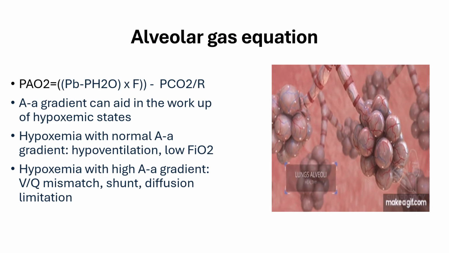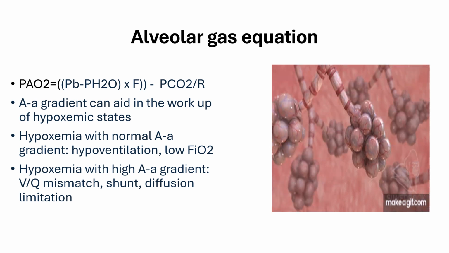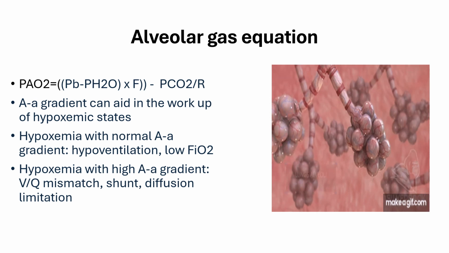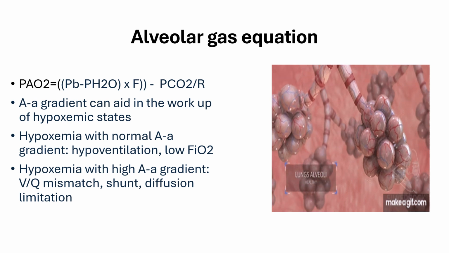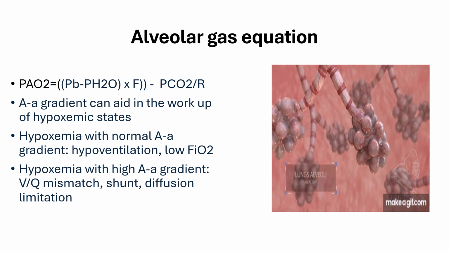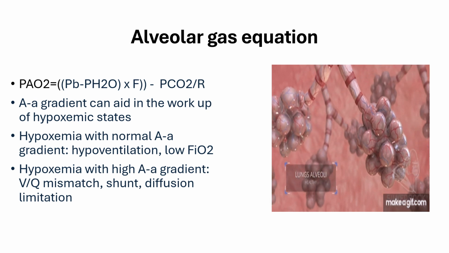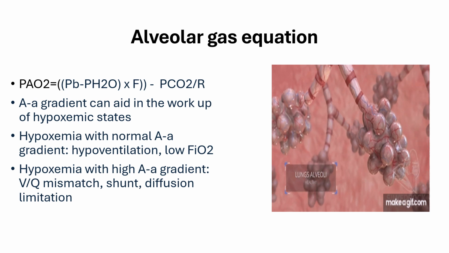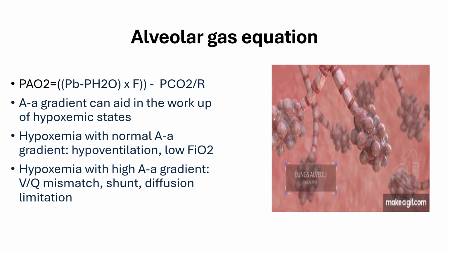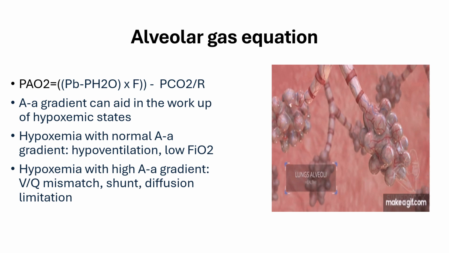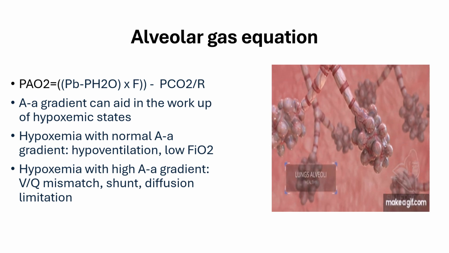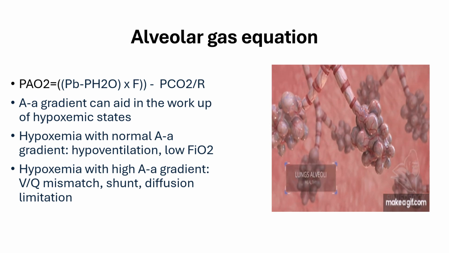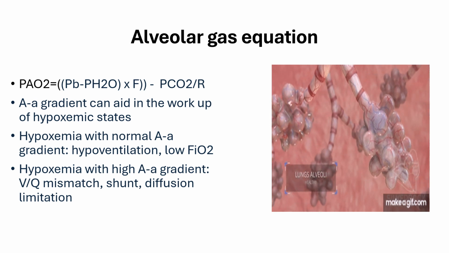So the derivation of Dalton's formula can be used in the alveolar gas equation. The formula is: partial pressure of alveolar oxygen equals the barometric pressure, or atmospheric pressure, minus water vapor pressure, times the fraction of inspired oxygen, minus partial pressure of carbon dioxide divided by R. And R represents the respiratory quotient, which is the ratio of CO2 production to oxygen consumption. In most cases it can be assumed that R is 0.8.